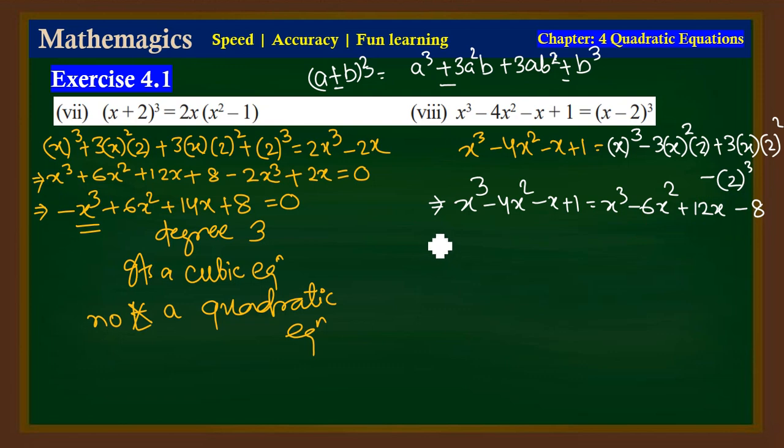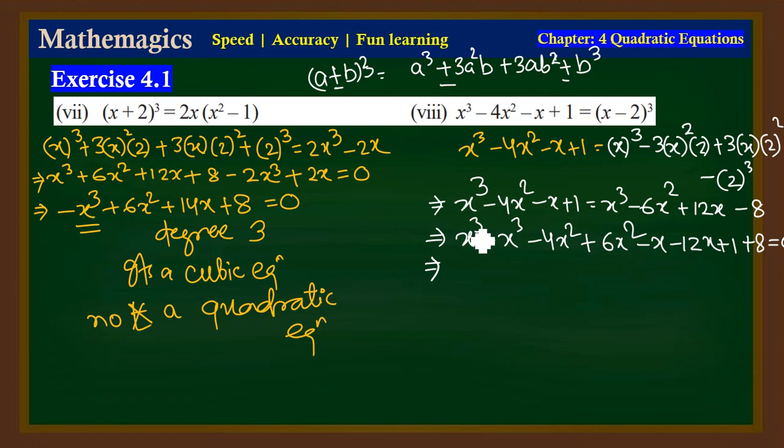So the rest of everything has to be kept on the left hand side, that becomes x cube. This x cube will come, that becomes minus x cube. Now square terms, minus 4x square, minus 6x square will come this side and that becomes plus 6x square. Now x term, this is minus x, that side minus 12x, because 12x will come this side and become minus 12x. Here plus 1, and minus 8 will come this side and become plus 8 is equal to 0.